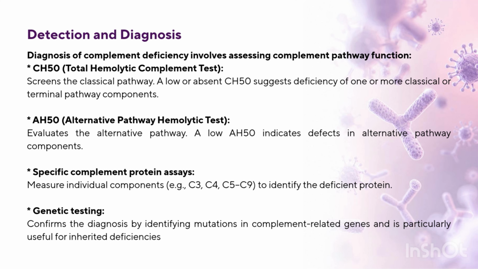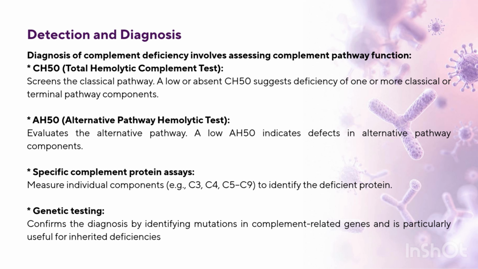Diagnosis of complement deficiency focuses on evaluating how well the complement pathways are functioning. The first screening test is the CH50 test, which assesses the classical pathway. If the CH50 level is low or absent, it suggests a deficiency in one or more components of the classical or terminal pathway. The AH50 test is used to evaluate the alternative pathway. A low AH50 result indicates a defect in one of the alternative pathway components.